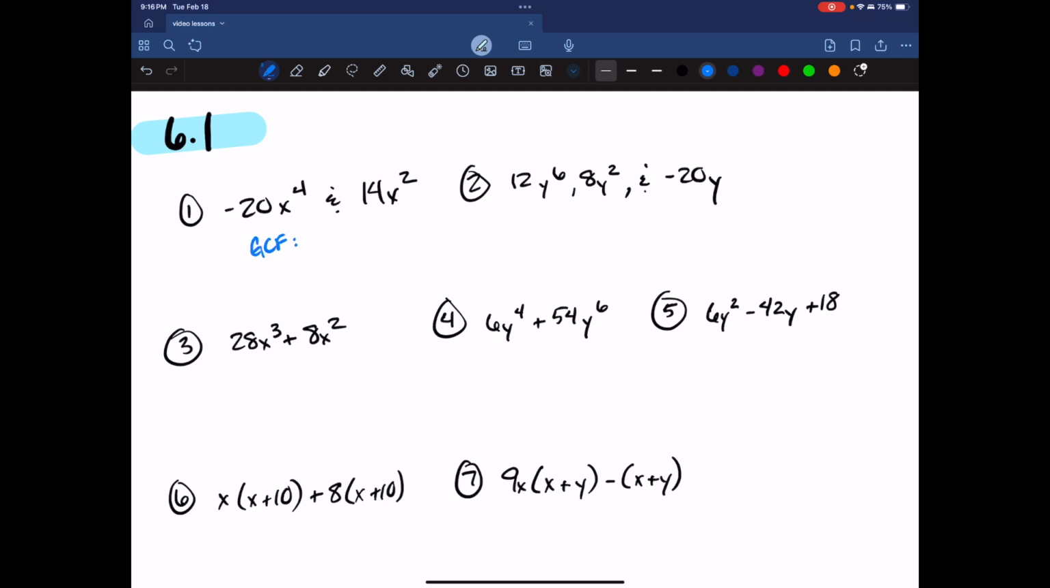And so you look at the numbers first, and then you look at the letters and say, what do I have in common? All right, so the first thing you should notice in number 1 is that they're both even. So they both have at least a 2 that you can take out of it. But just because they're even doesn't mean that 2 is the only number that goes into it. So we check it real quick. Does anything else go into it? Like, does 4 go into it? Well, 4 goes into 20, but not 14. So we're kind of stuck there. You could keep going up and see if anything does work.